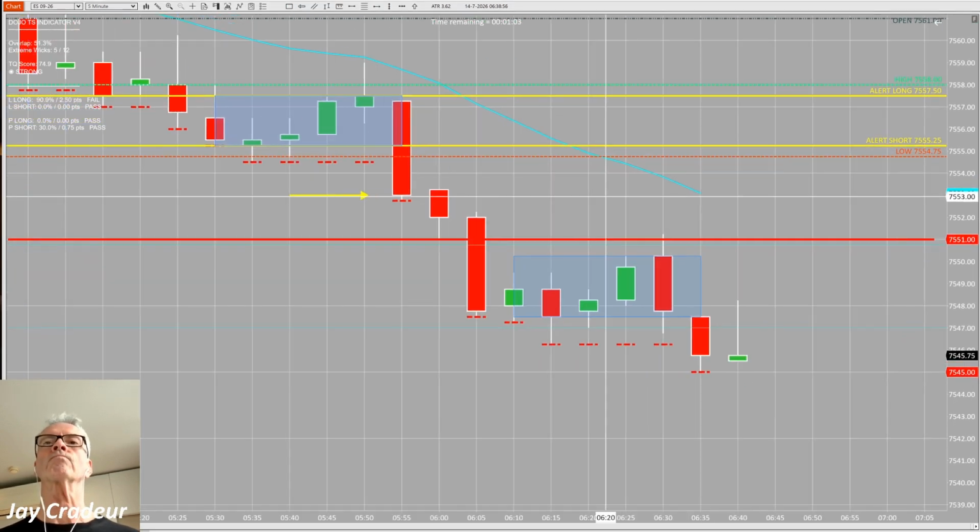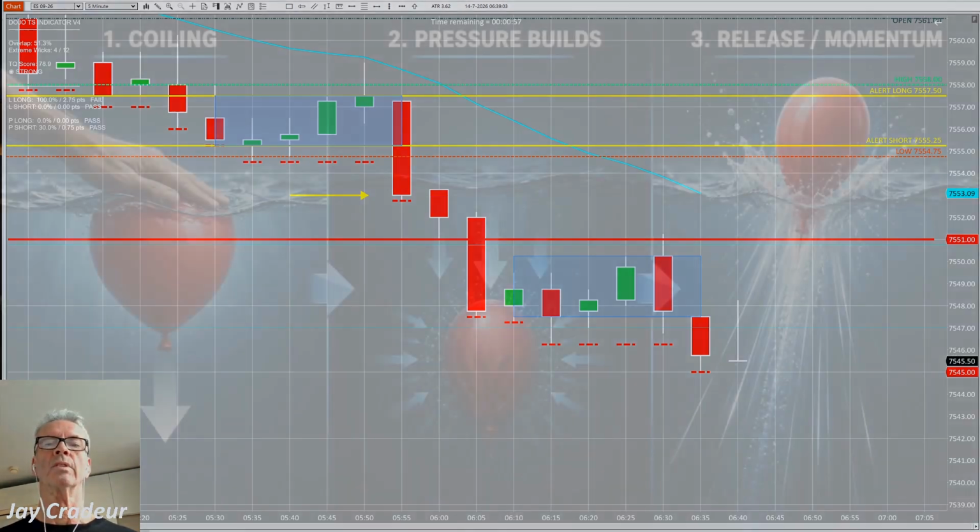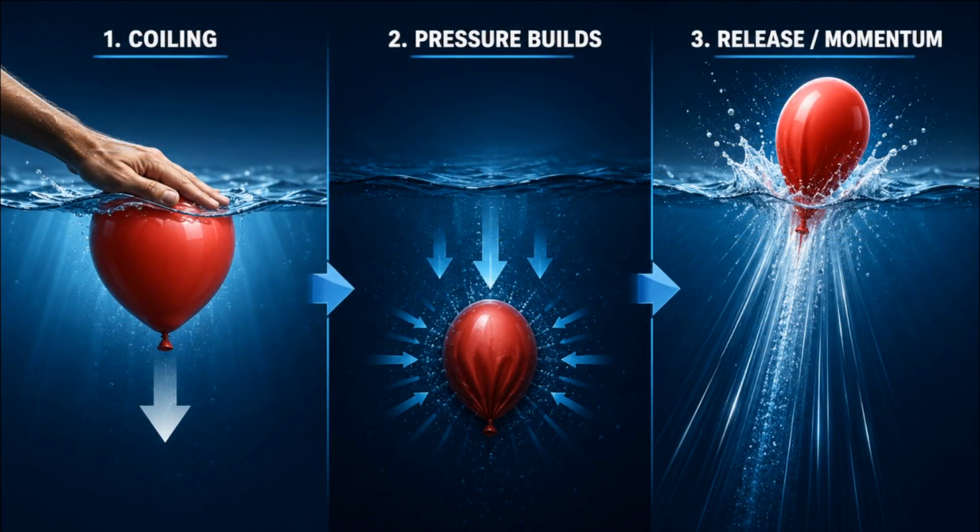So that's it. That's the fundamental philosophy behind my system. The market coils, it compresses, pressure builds. The more pressure, the better. Then it releases, and there's a little pause usually, and then it continues.